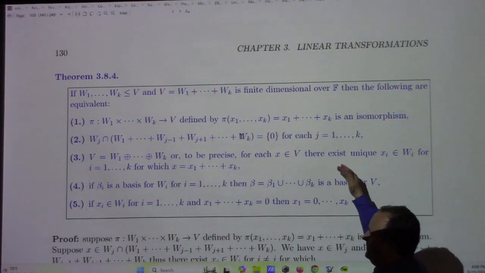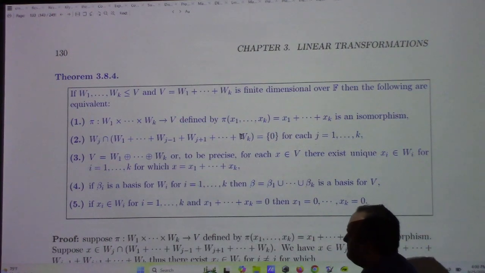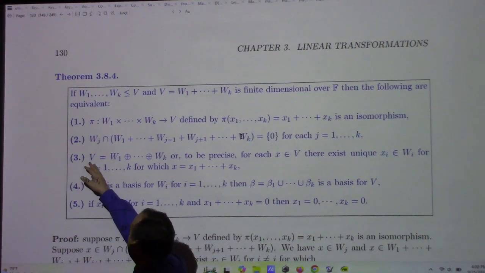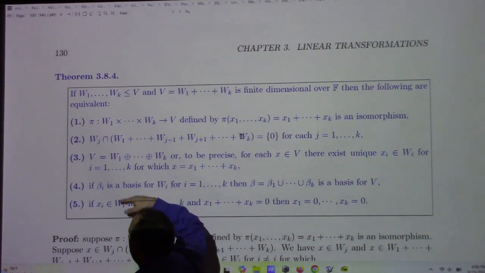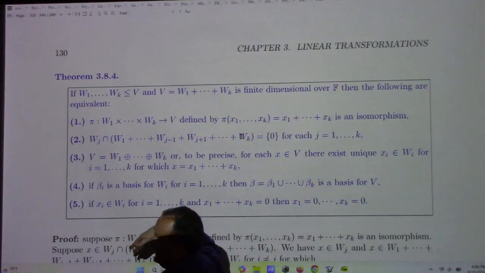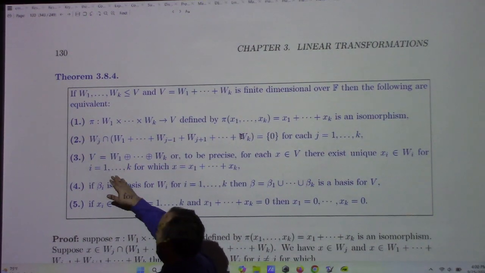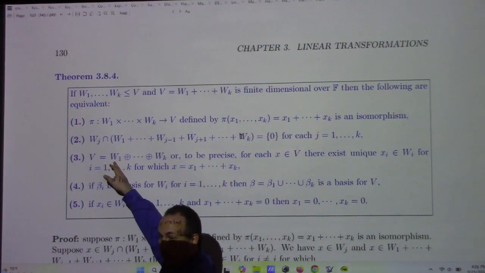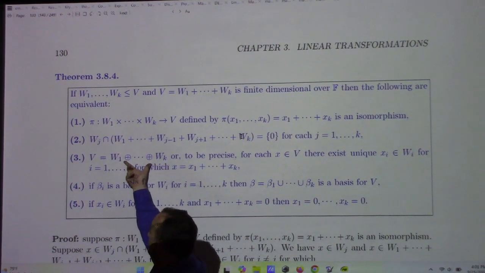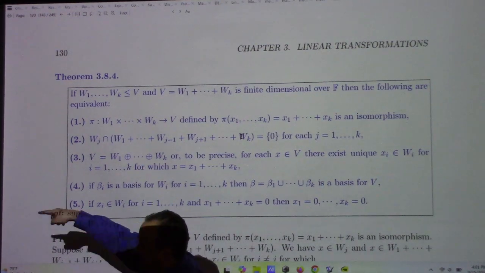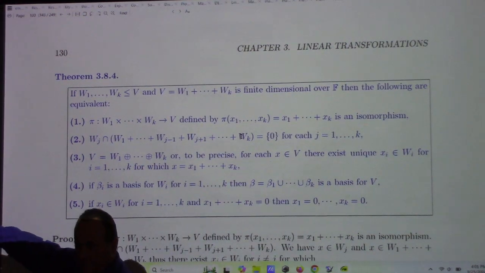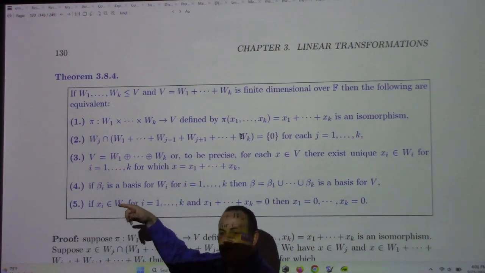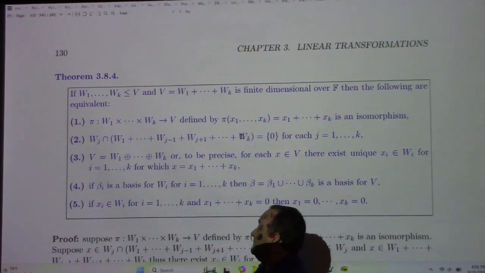Number 2 we talked about. Number 3, here I'm using this notation. And by the way, when any of these five conditions are met, we express that by saying V is equal to the so-called internal direct sum of W1 through WK. This notation, that plus with a circle, that's independent. That expresses independence of W1 and W2.